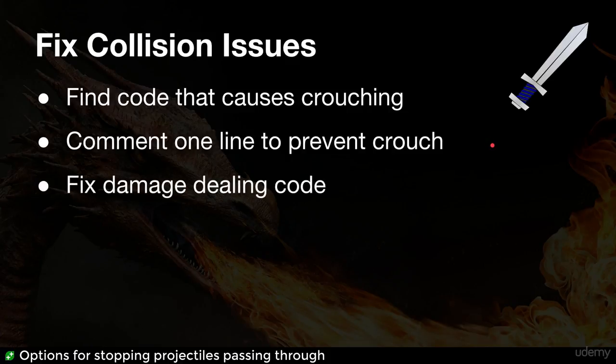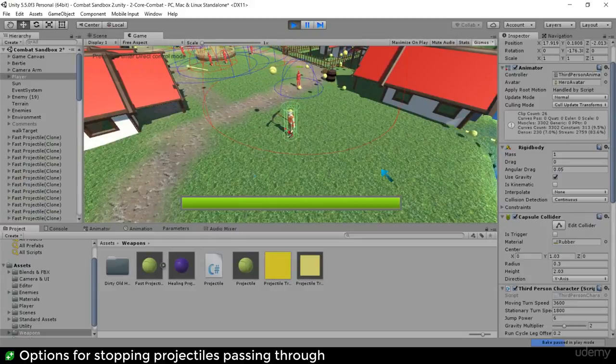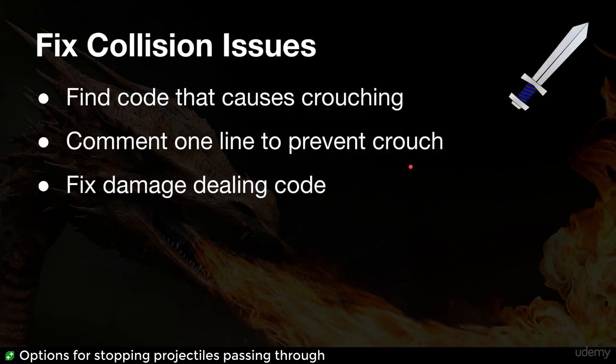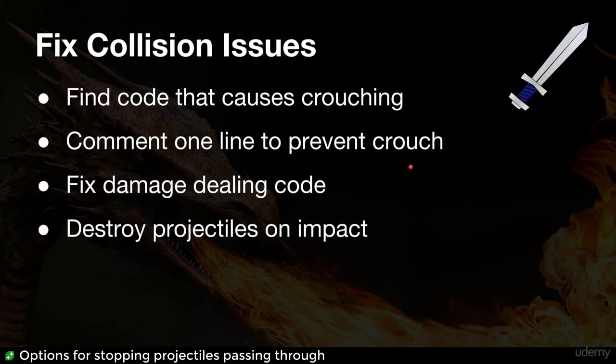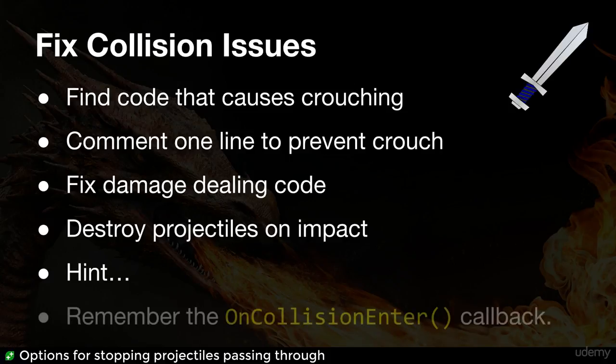Then fix the damage dealing code. Damage is not being dealt. Why not? Well, there's a hint at the end of this slide. Destroy the projectiles when they impact the player once you fix the damage dealing code. And the hint, if you need it, if you don't want it, pause the video now and just get on with this. If you want the hint, remember that you need to use the on collision enter callback now, because the projectiles are no longer triggers, they're collisions. So we're going to need to change the callback to on collision enter inside the projectile code. So go ahead, pause the video. Let's see if we can mop up all these issues now.